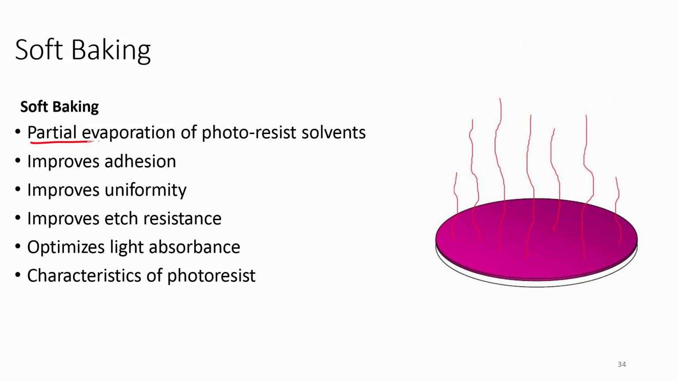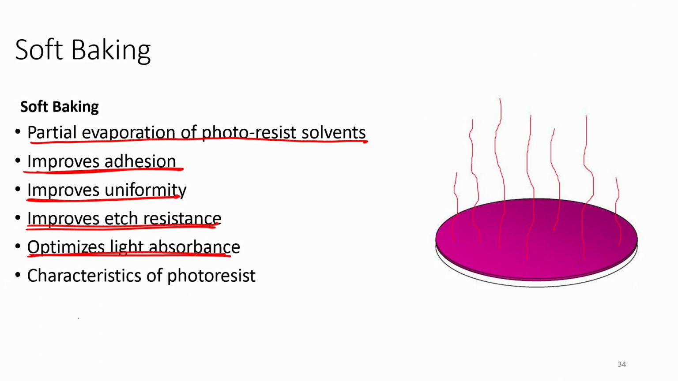First is partial evaporation of photoresist solvents. Second, it improves adhesion. Third, it improves uniformity. Fourth, it improves etch resistance. Then, it optimizes light absorbance. These are the characteristics of a photoresist: optimize light absorbance, improves etch resistance, uniformity, improves adhesion and partial evaporation of photoresist solvents.